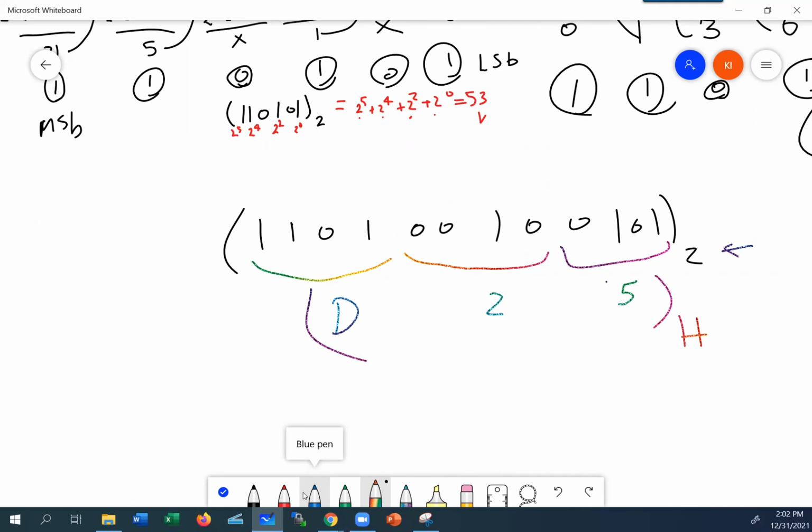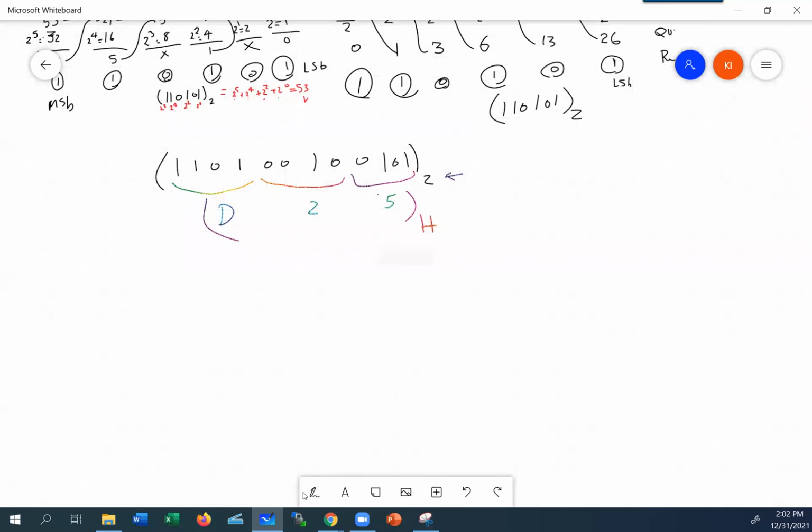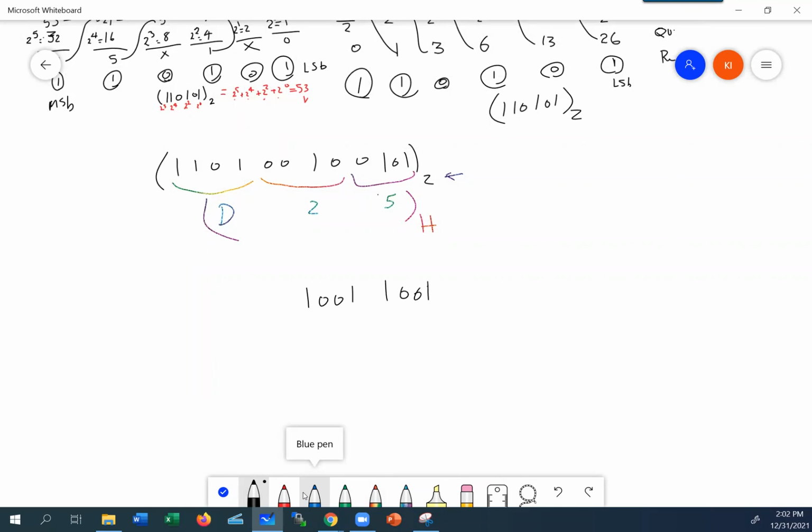Okay. Let me do one more example. This time I'm going to have a number that is not a multiple of 4, just to make sure everybody's okay with that. So let's say the number given is 1001, 1001. I'm going to make it something different. Let's say this is the number given to me, and they say, okay, find the hexadecimal value for this.